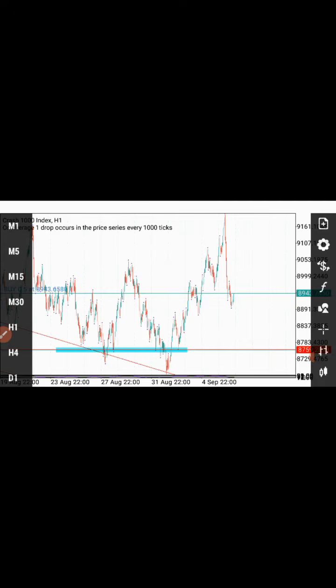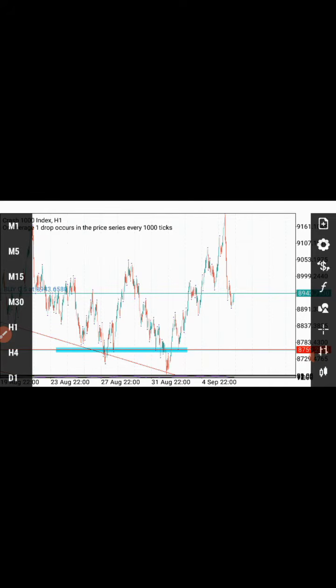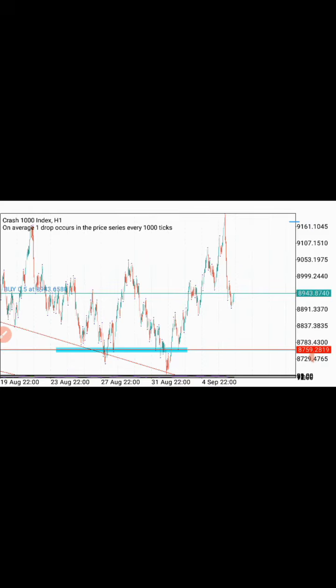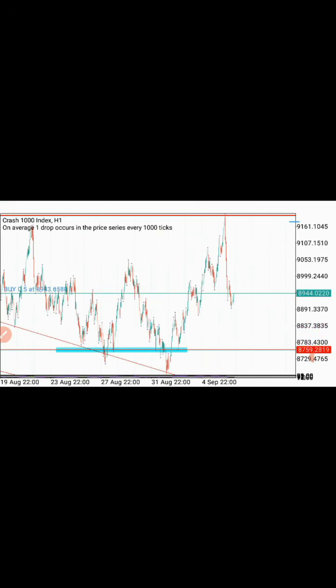These are points of possible reversals. There are many ways to do this, but we're just taking this for now. We want to pick our horizontal line, then we'll start from the top. Place it here, then we'll pick our key areas just this way. Then place another one here.